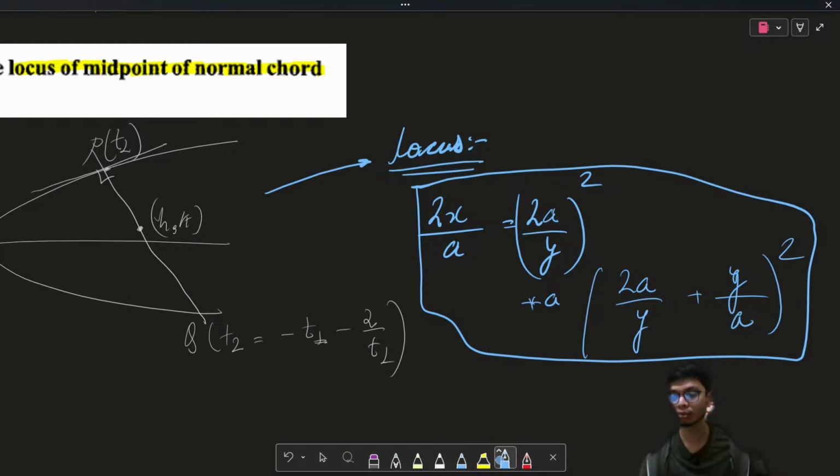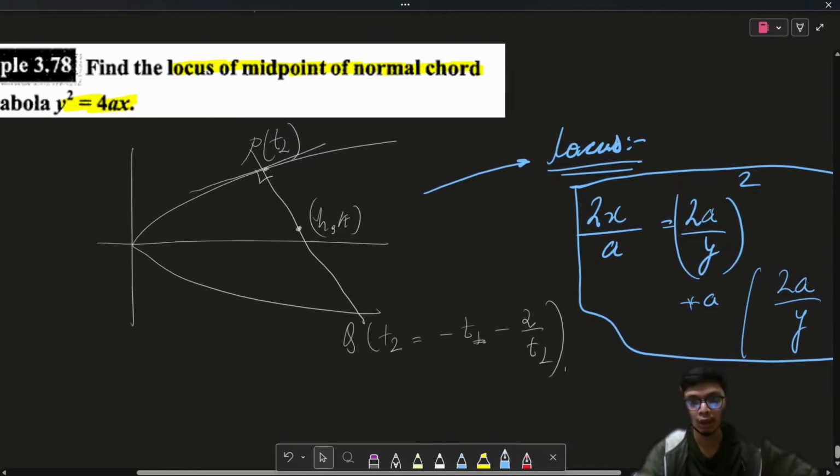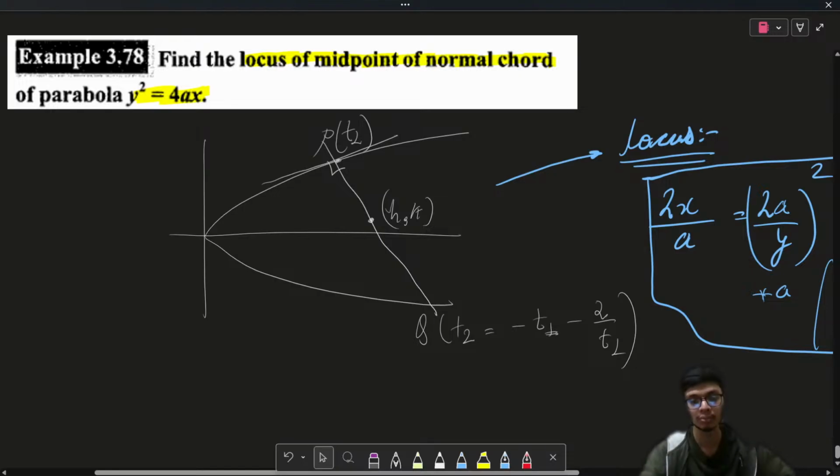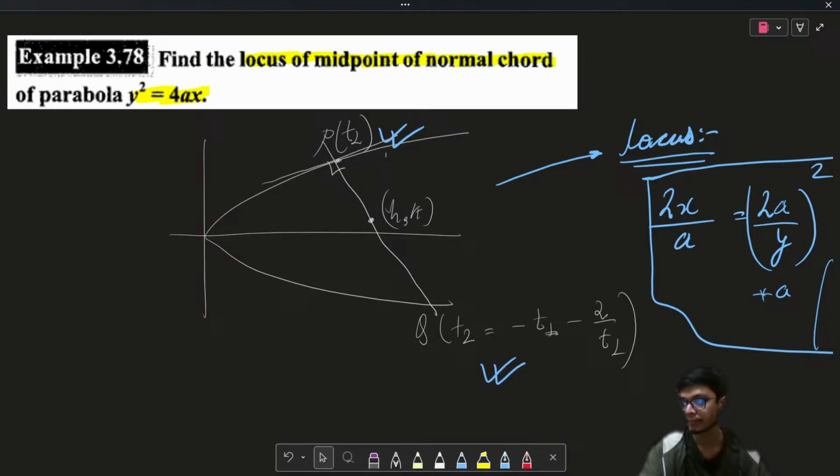So please try to solve this out. It is a very simple problem. You have to just find out the locus of the midpoint of the normal chord, and we have already discussed these two relations. So please try to apply these two relations, and from there you can easily solve this problem.